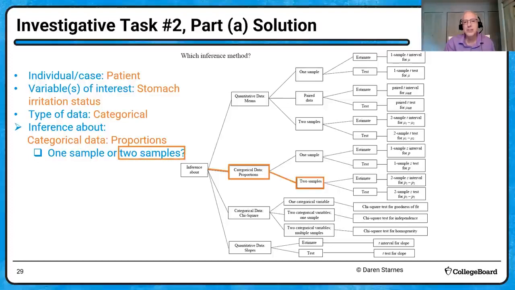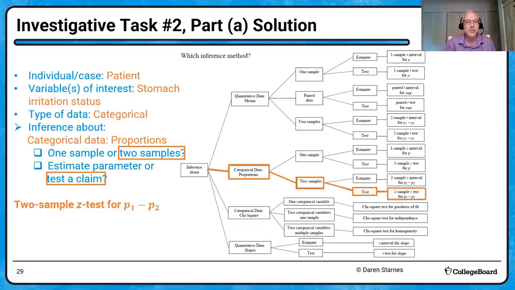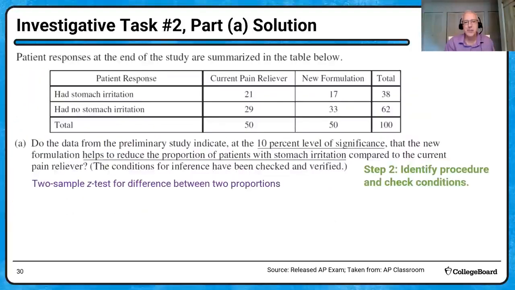And then are we being asked to estimate a difference between the two parameters, or are we being asked to test a claim? We're being asked to test a claim. We stated our hypotheses, so we'll do a test, and the correct test is a two-sample z-test for a difference between proportions. So we've identified the name of the procedure, two-sample z-test for a difference between two proportions. Notice on the previous slide, I did it symbolically. That would work here also if you used p current and p new like we did on the previous slide.